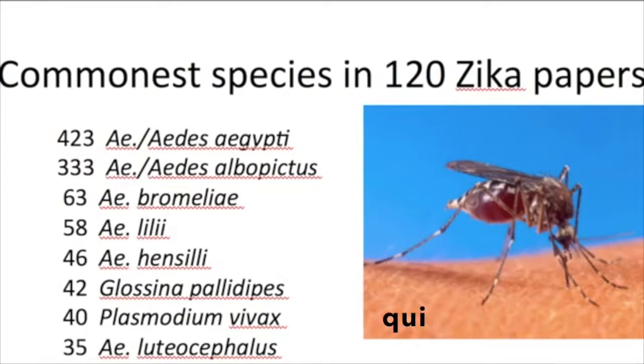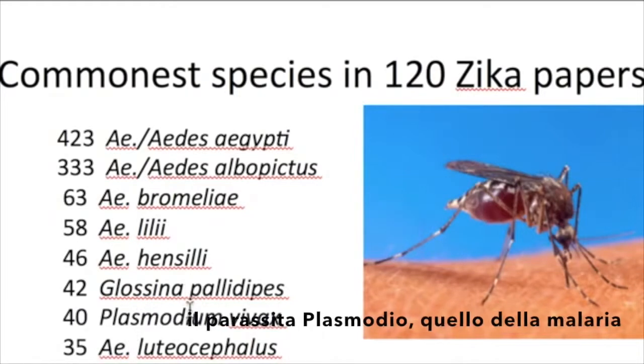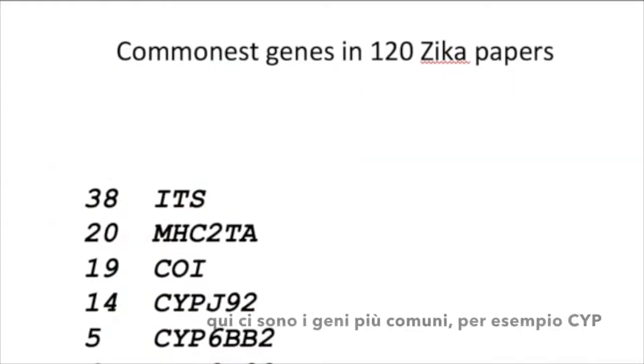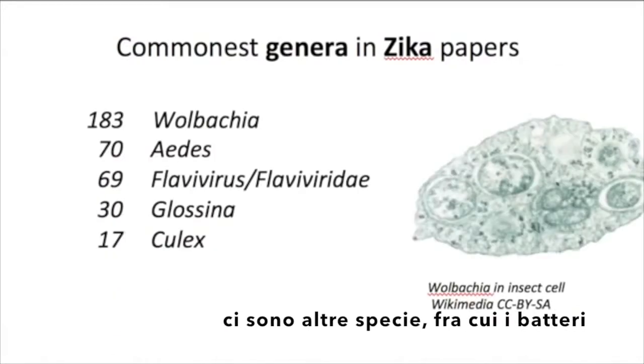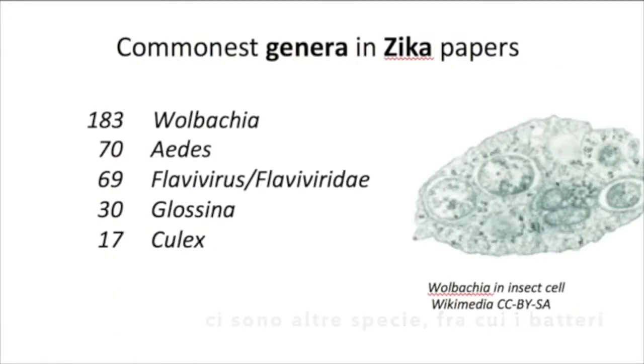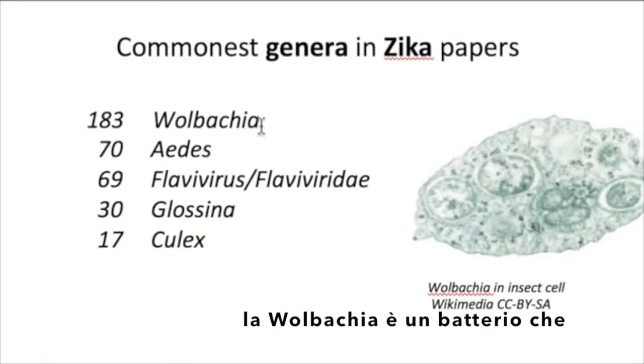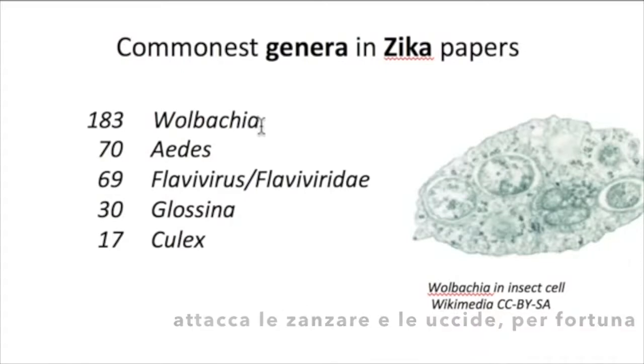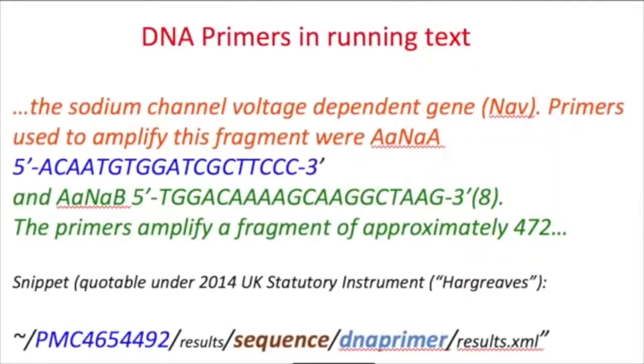Here's the commonest species. You can see mosquitoes are among them, but we also have the Plasmodium malarial parasite. Here are the commonest genes, and CYP is a metabolic gene. We'll see that later. And other species include bacteria. So the Wolbachia is a bacterium which invades mosquitoes and kills them, hopefully.